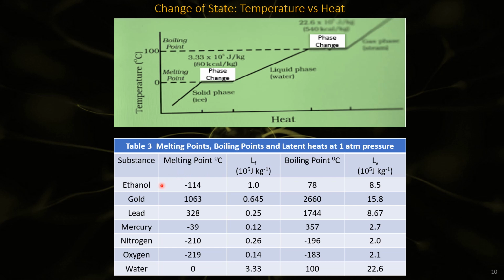Similarly, these values are given for other substances like gold, lead, mercury, nitrogen and oxygen. So finally for water, the melting point is 0 degrees Celsius. Its latent heat of fusion is 3.33 into 10 to the power of 5 joules per kg. The boiling point of water is 100 degrees Celsius and its latent heat of vaporization is 22.6 into 10 to the power of 5 joules per kg.